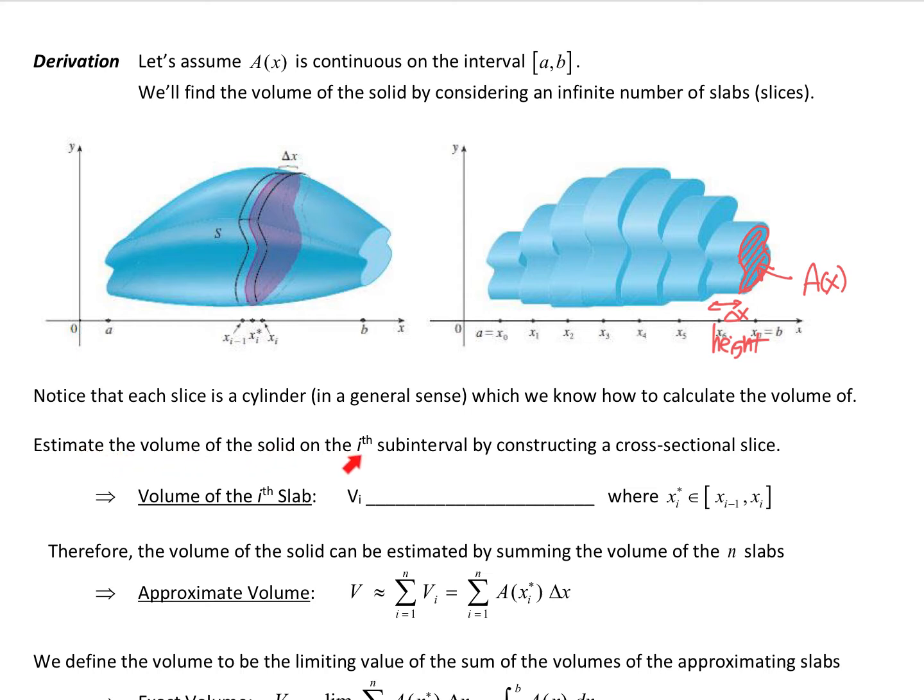So to estimate the volume of the ith subinterval, the cross-sectional slice, the volume is going to be the area A of xi star times delta x. So A of xi star represents this bottom base, the area of the base, and delta x represents the height. I chose delta x because it is the difference of x values, since it was going this way, right? So I want you to remember, if you slice it perpendicular to x values, then the height is going to be delta x.